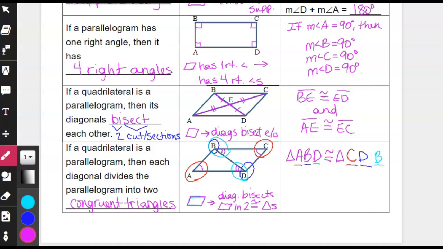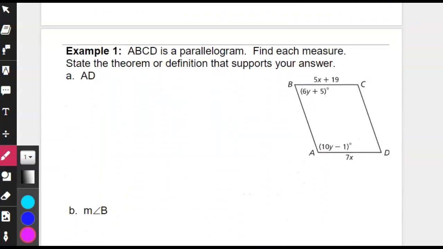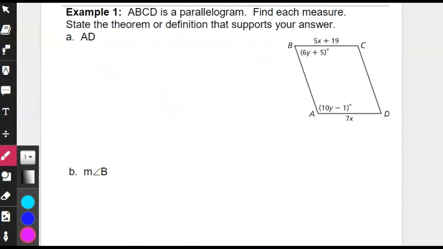Okay, so we have spent roughly 20 minutes talking about these properties, and I am not feeling bad about that because I really think it's important that you understand these properties. Parallelograms are really cool. They have a lot going on for them that are always true as long as you have the parallelogram. So I'm going to slide down to example 1.